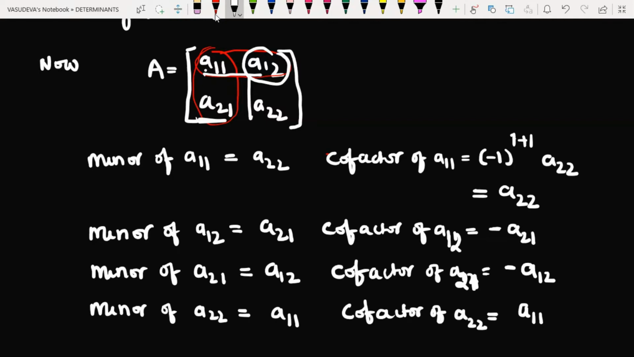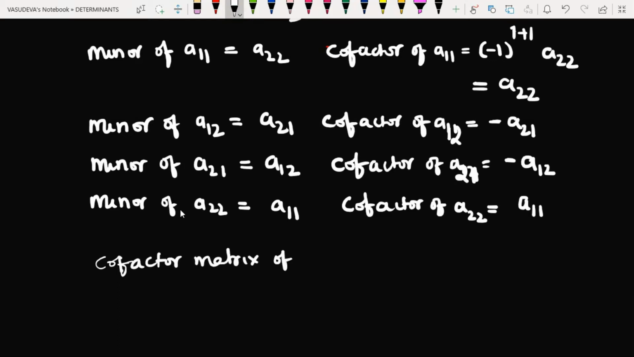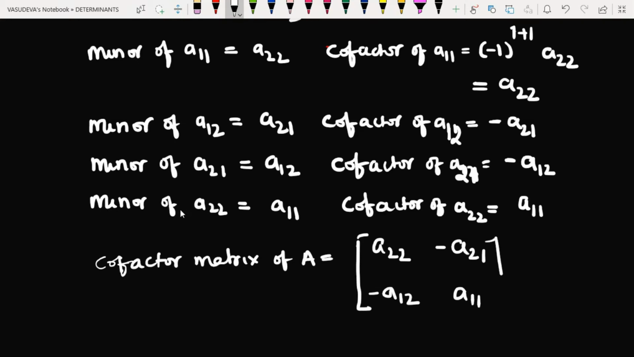Now I will replace. So what is the cofactor matrix now? The cofactor matrix of A is given by: cofactor of the element A11 is A22, this is minus A21, this is minus A12, this is A11. This is the cofactor matrix.